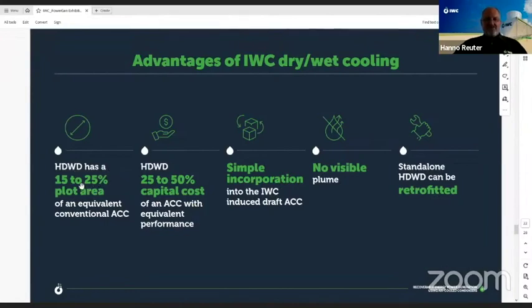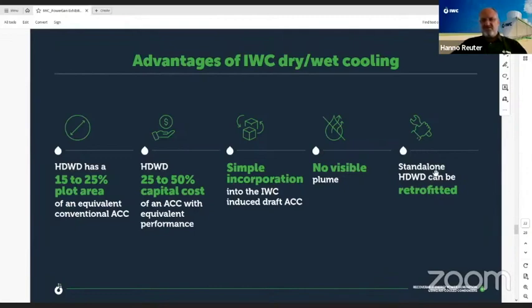The hybrid deflegmator has 15 to 25% of the plot area of an equivalent air-cooled condenser. So it's really a booster. You need much less heat exchanger for the same performance. Its capital cost is 25 to 50% of the capital cost of an air-cooled condenser. It can be incorporated into the IWC induced draft air-cooled condenser. It has no visible plume, which is a major advantage. And standalone hybrid deflegmators can be retrofitted.